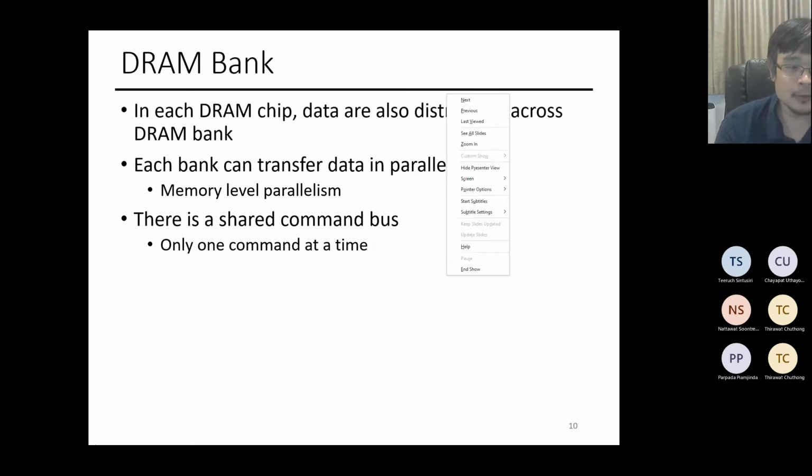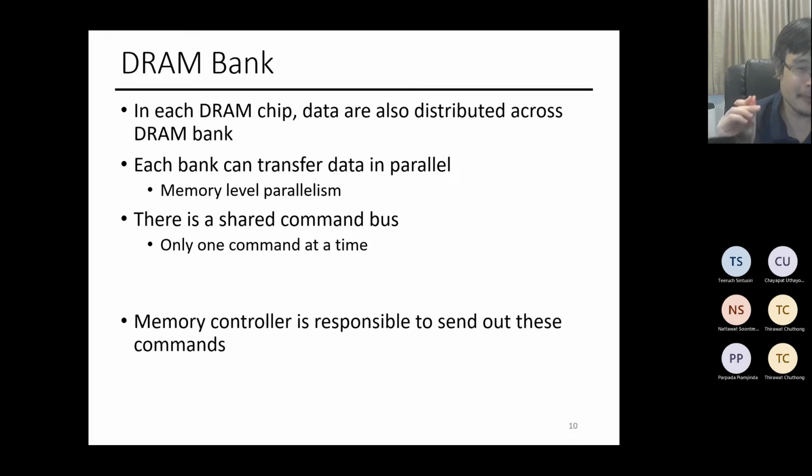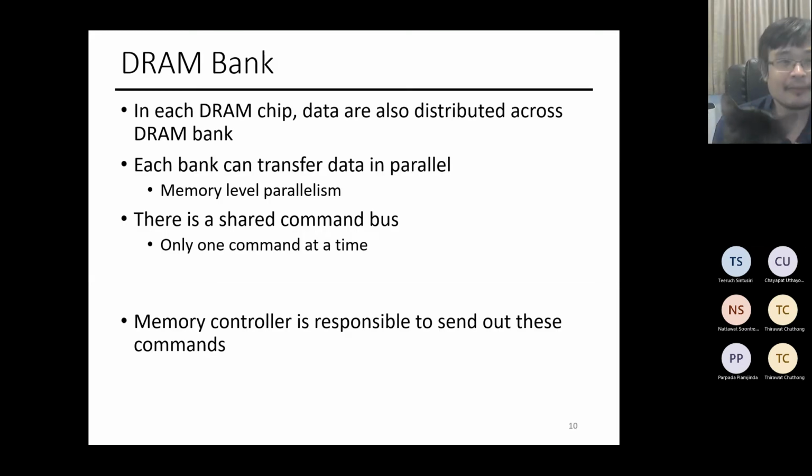But let's say the first address, the second address, and the third address all go to different banks. In that case, each bank would fetch the data in parallel. And the controller is responsible for sending the commands to the command bus so that the banks can get your data back to the CPU core in parallel. So that's the high-level organization of DRAM, before we dive deeper into the operation of DRAM and talk about the memory controller.